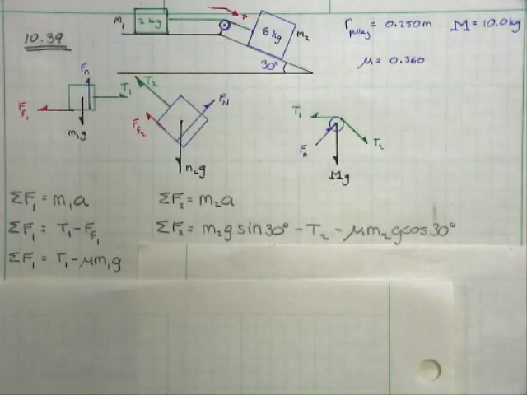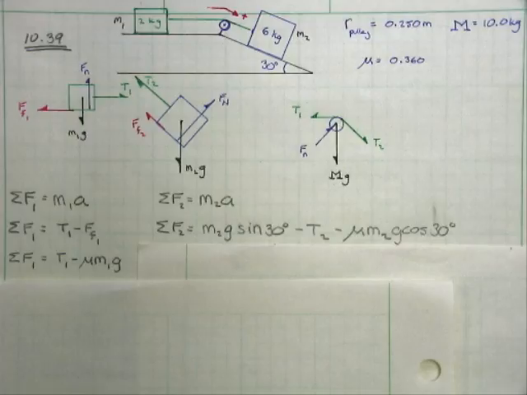We can do the same thing for block 2. We look at the sum of the forces for 2. That's mass 2 times the acceleration. And if we describe that yet another way, that's mass 2 times g times the sine of 30 degrees, minus tension 2, which we don't know. And we've got to subtract the force of friction there. That's mu times mass 2 g cosine of 30 degrees.